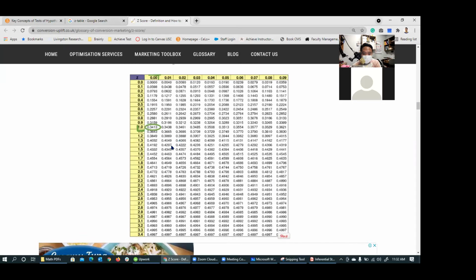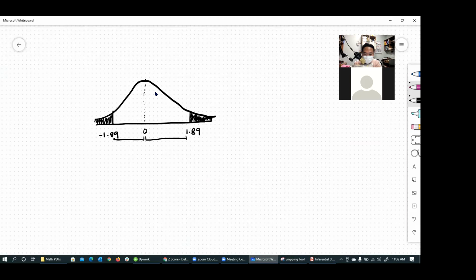Okay. It's 1.89, so this is 1.8. The other one is 0.089, so it's 4706. So the area here is 4706. And because we're only considering this area, we would have 0.5000 minus 0.4706, which is equal to, how much, guys?